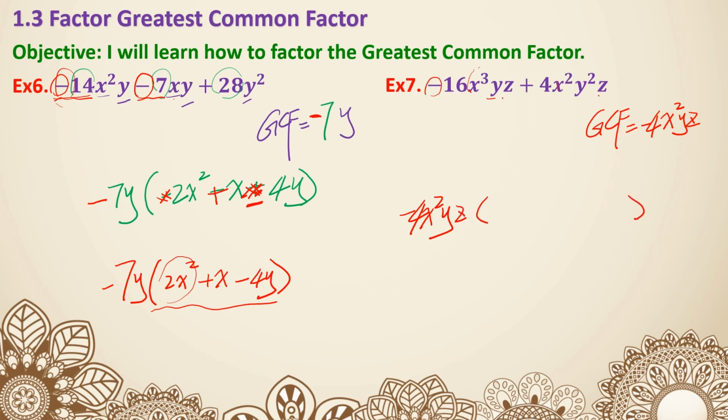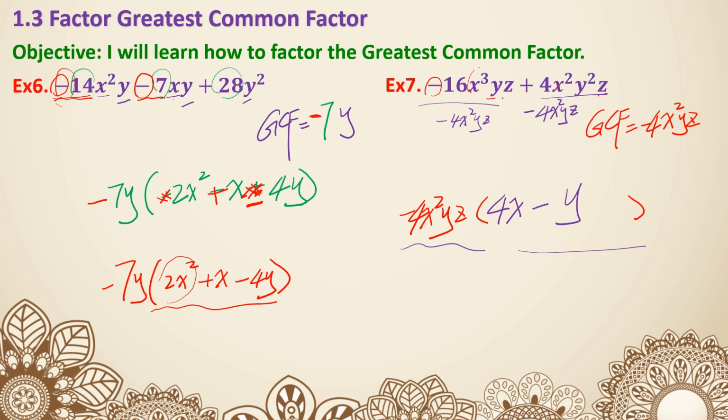Let's see what's left. So in other words, we're dividing by negative 4x squared yz. Negative 16 divided by negative 4 is a positive 4. X cubed divided by x squared is an x. Y take away y, nothing left. Z take away z, nothing left. For the back, 4x squared y z. Negative. That would change the sign, so it's 4 divided by negative 4, which is a negative. X squared take away x squared, no x left. Y squared take away y, you have a y left. Z take away z, you do not have any z's left. So final answer right here after we finish factoring.